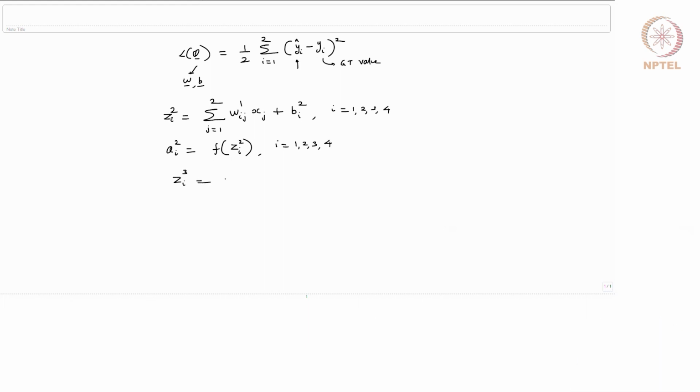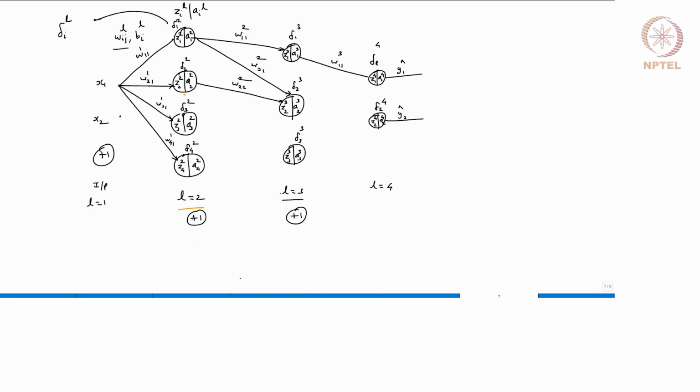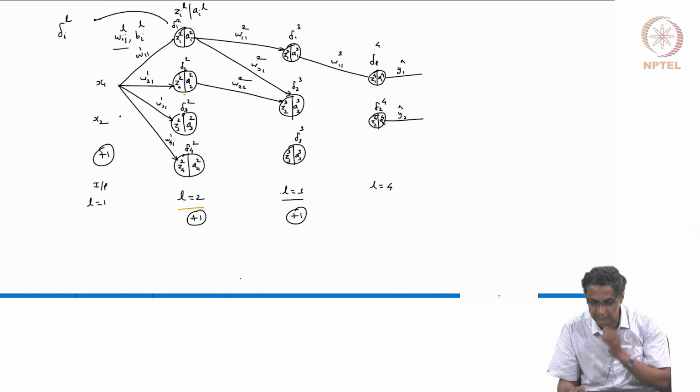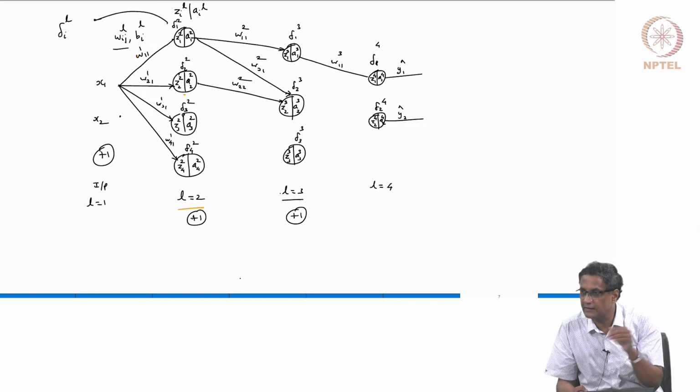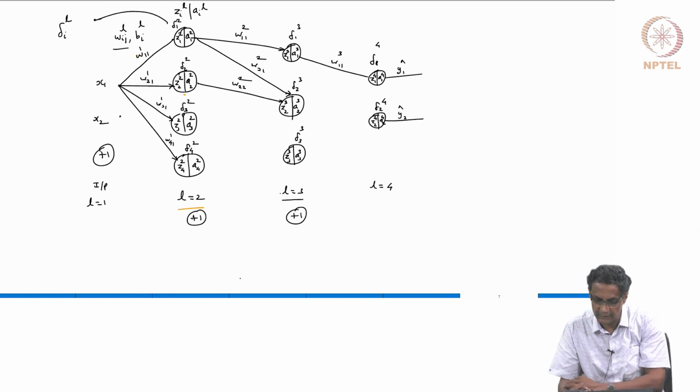If you see what is coming into Zi3, what is coming in are the weights Wij2, and it's not a square, you have to understand, it's Wij L. So it's not like squared or something. The superscript is just a superscript. And it's getting inputs from where? It's getting inputs from Ai, that is what is coming in as input to the layer L equal to 3.